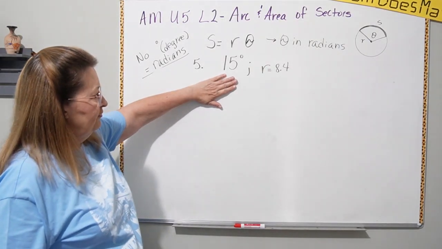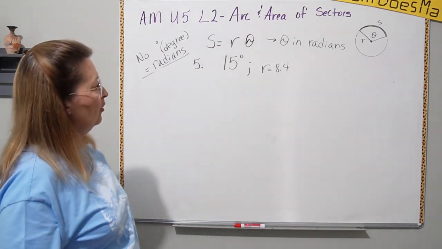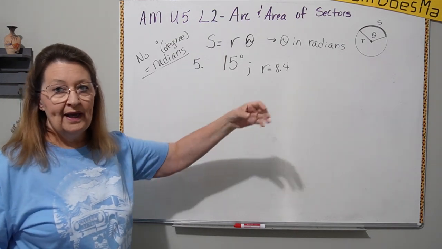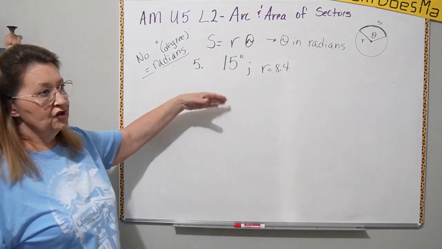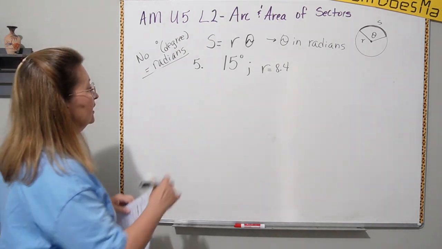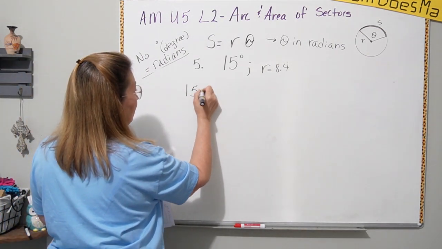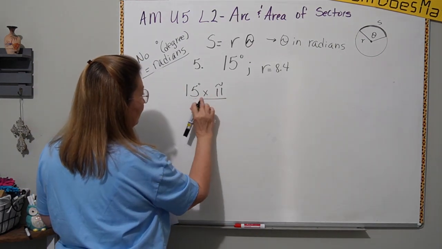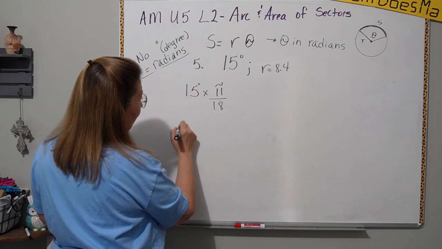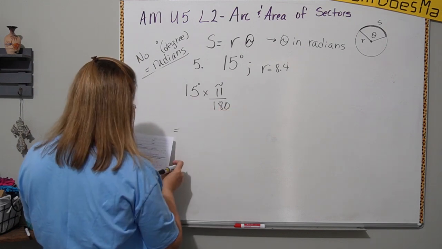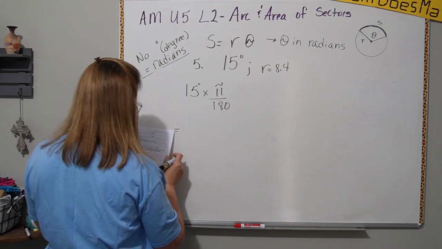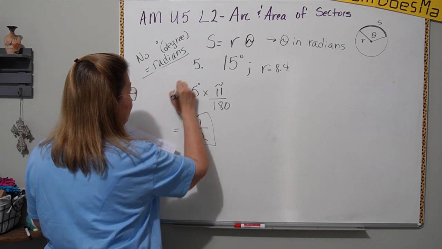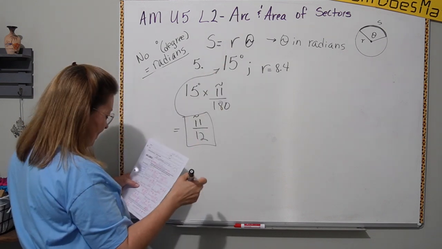Okay, for number 5, we have a 15-degree angle and we have a radius of 8.4. Now, this is in degrees, so we're going to have to do a step before we can put it in the formula. I've got to convert this to radians. So do you remember how to do that? You multiply your degree measure by what? Since you're going to radians, radians is on top, or the pi is on top. So when you multiply 15 times pi over 180, that's going to simplify down to pi over 12. So now this is 15 degrees in radian form.